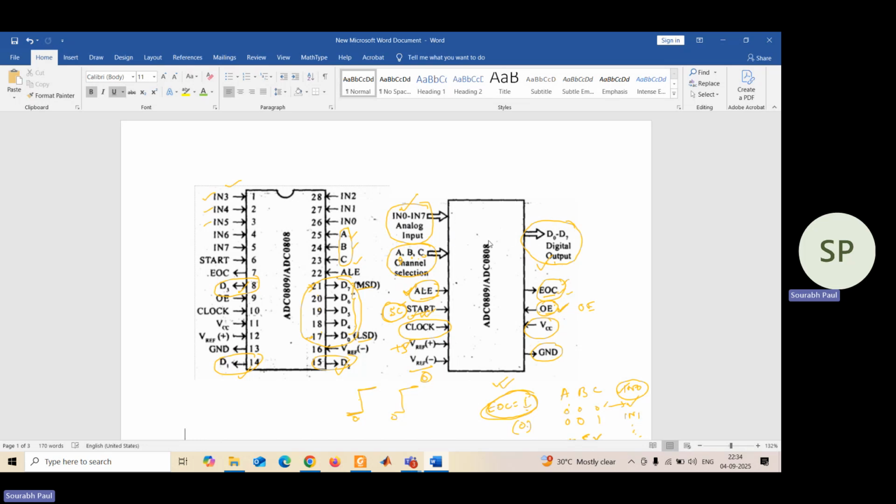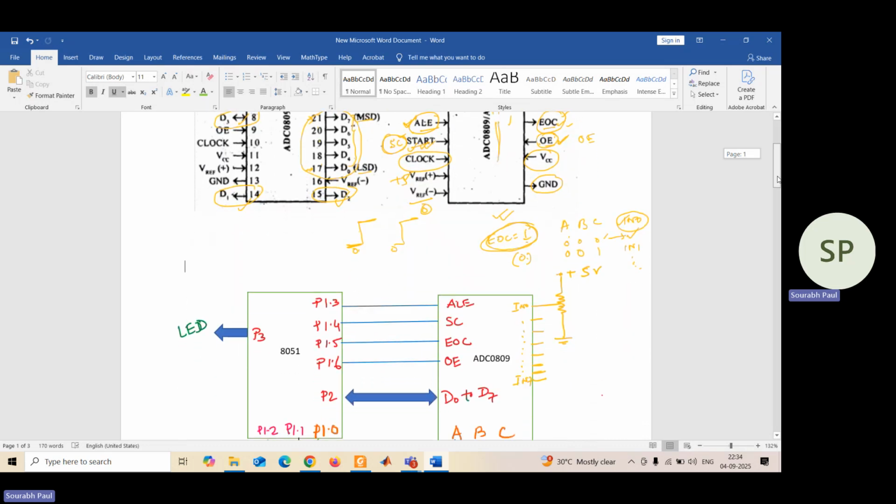Okay, so these are the functions of the different pins of ADC0809 or ADC0808. Both are having the similar kind of pins. 28 pins are there in total, whether it is ADC0808 or it can be ADC0809. In both the cases, you have total 28 pins, and these are the functions. Okay, now let's talk about the interfacing part.